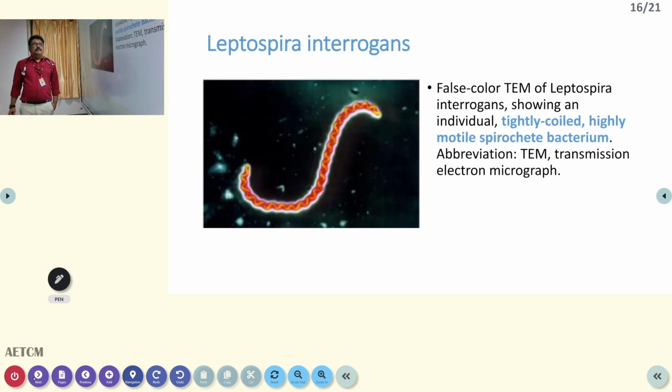This is the Leptospira interrogans organism, a tightly coiled, highly motile spirochete bacterium. If you look under dark field microscopy, you can see the organism moving like this. It is a fast-moving organism, so that can be picked up.